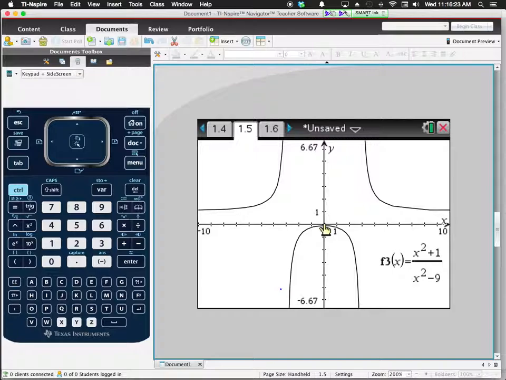Concave up, like a cup. Concave down, like a flag. Even if one of them's decreasing, it doesn't matter if it's decreasing. It just matters where the shape's going. Is the shape going up or is the shape going down?